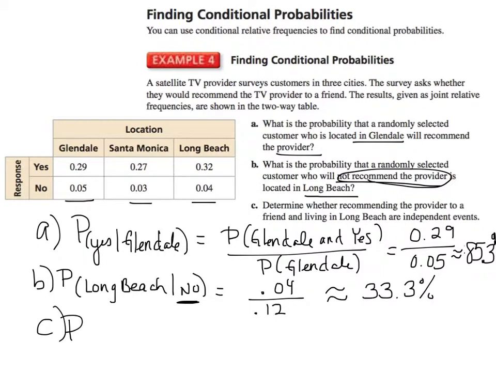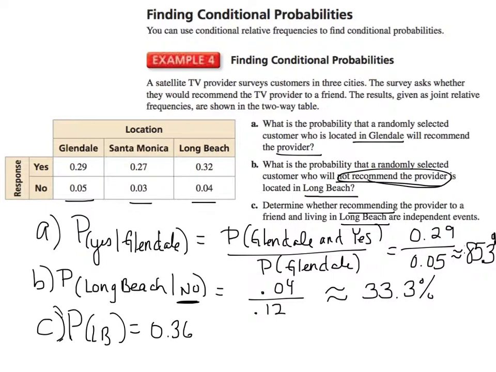Lastly, the third one asks, determine whether recommending the provider to a friend and living in Long Beach are independent events. So what is the probability of living in Long Beach? Well, first, the probability of Long Beach is just 0.32 plus 0.04, which is 0.36, okay? Now we want to know Long Beach and whether they'd recommend the provider.